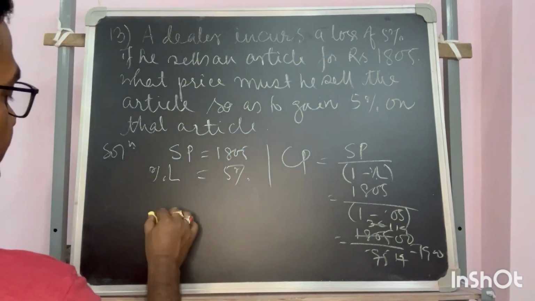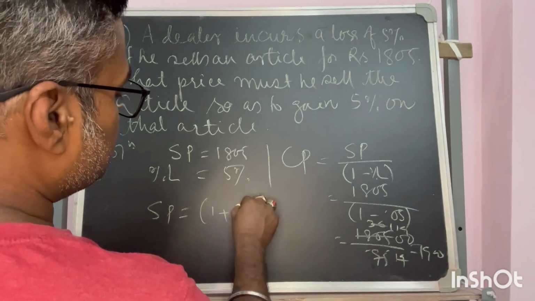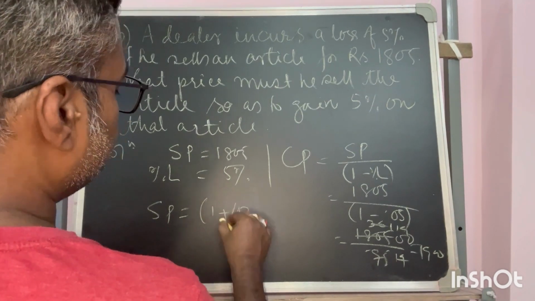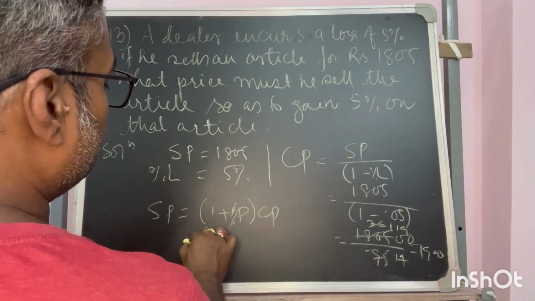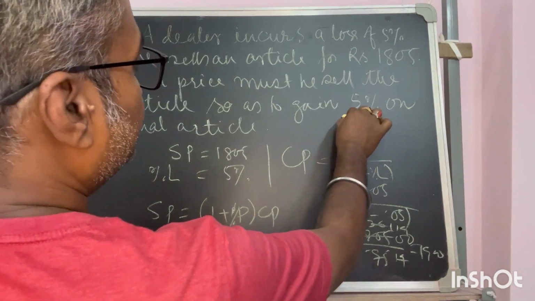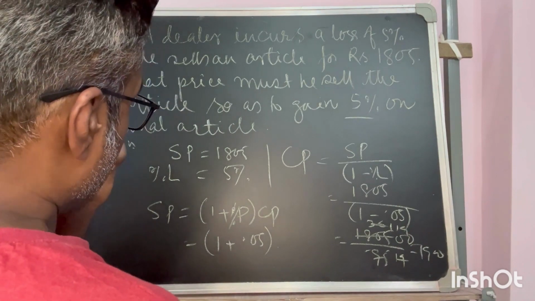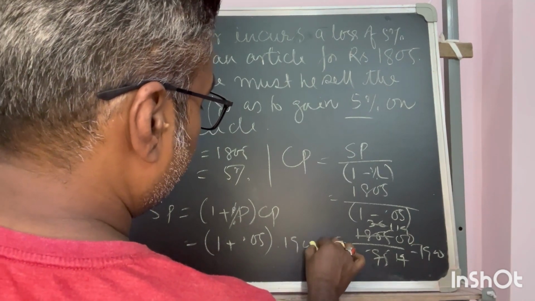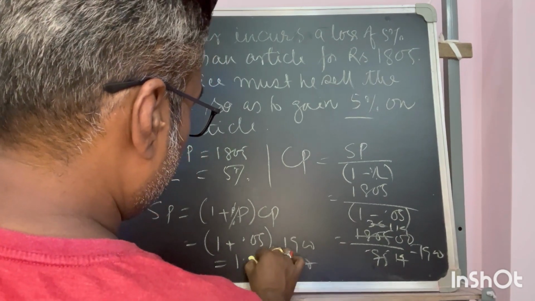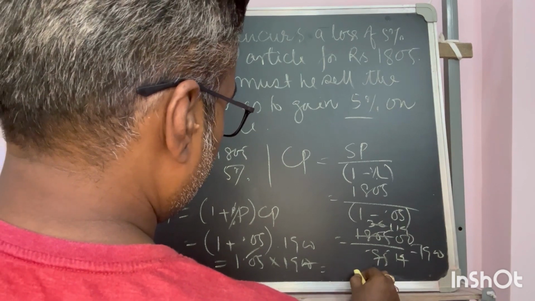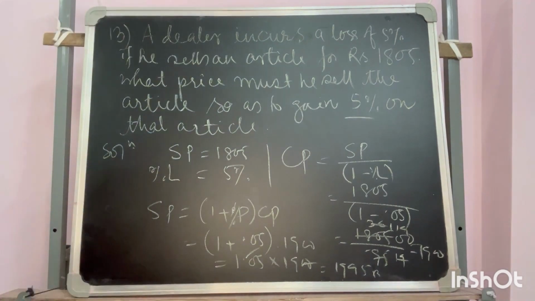So this is the cost price, and for the second one, selling price is equal to 1 plus percentage of profit into cost price. Percentage of profit is given again 5%, so 0.05. Cost price 1900, so that is 1.05 cross 1900. So this will be 1995. So this is the one way.